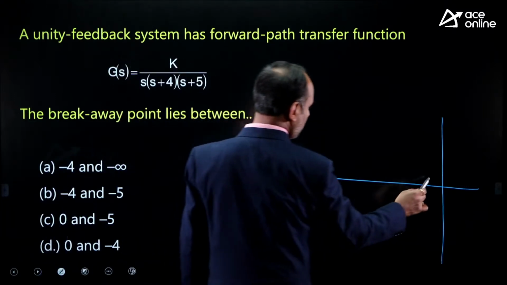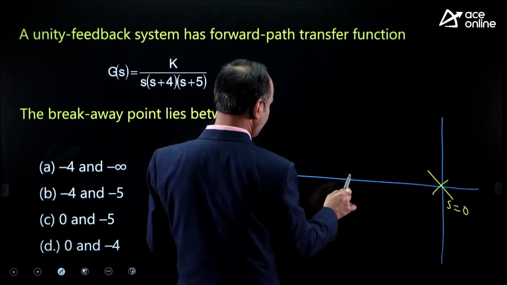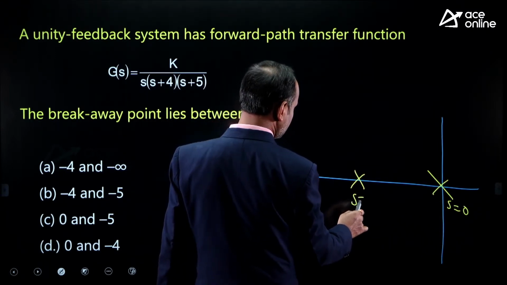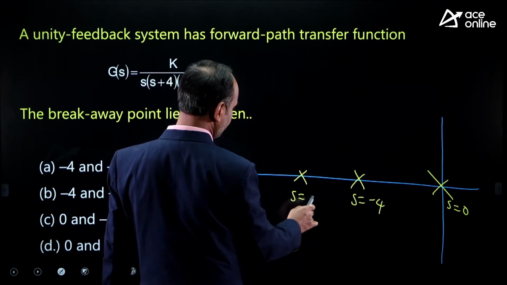At S equal to 0, one pole here. At origin, one pole is there. At minus 4, one more pole here. No need to find sincerely. At S equal to minus 5, there is one more pole here, dear.